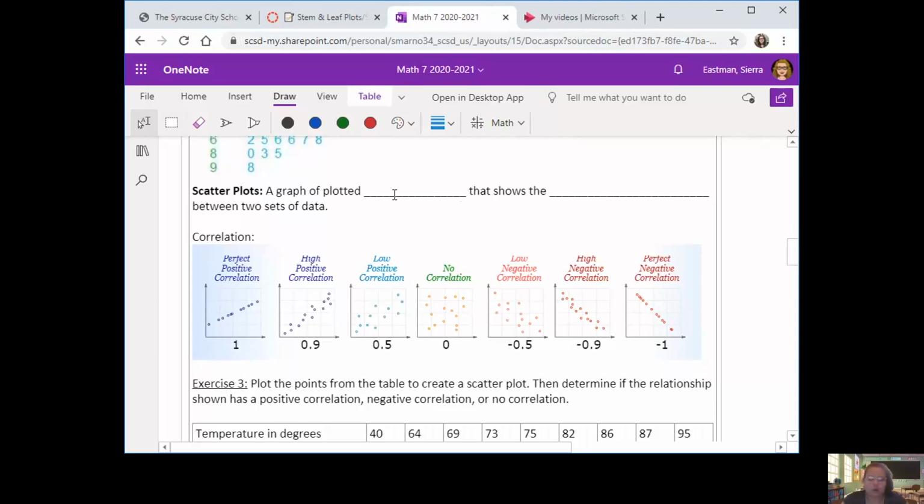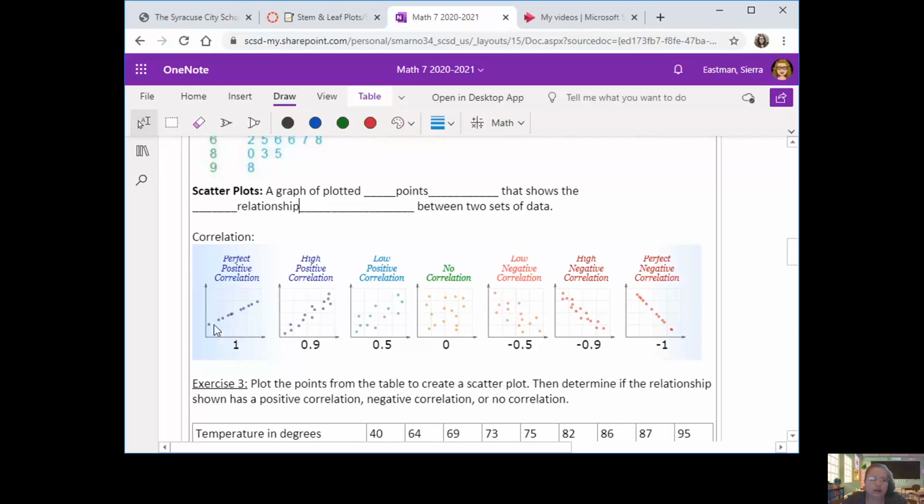And it's a graph of plotted points that might seem really random. Okay, they could look anything from a straight line to just a bunch of random dots on a graph, but they're actually showing the relationship between two sets of data. Okay, and what we can do is find the correlation of that relationship. And so there's a bunch of different examples here with their correlations.